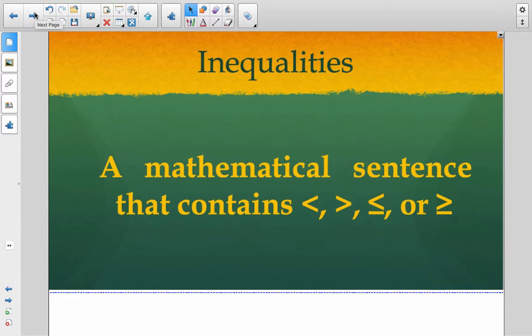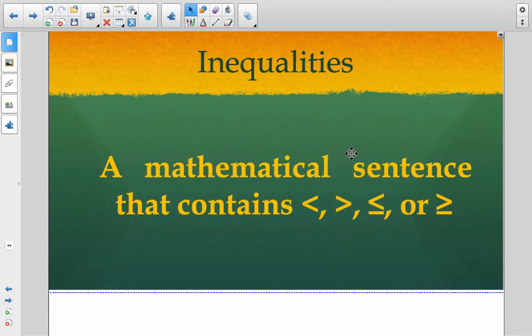At the very top of your paper, you have a spot that says an inequality is, and there's two blank lines. Please take a moment and fill in a mathematical sentence that contains less than, greater than, less than or equal to, or greater than or equal to.